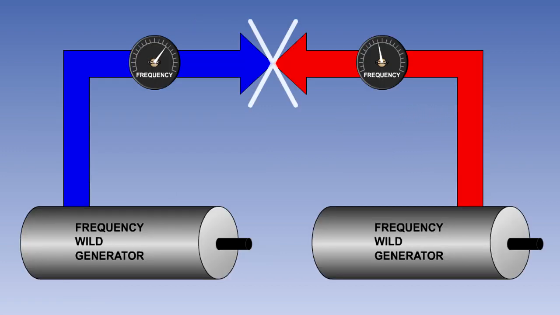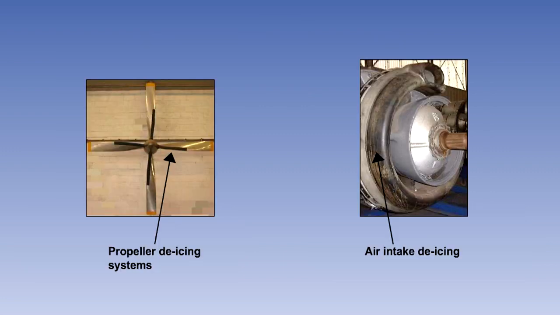The output from such a generator is said to be frequency wild. In order for AC generators to be connected in parallel, their output frequencies need to be the same. So frequency wild generators cannot be connected in parallel. The output from a frequency wild AC generator may be used to power an aircraft's electrical de-icing systems, where the resistances that make up the heater mats are not affected by changing frequencies.